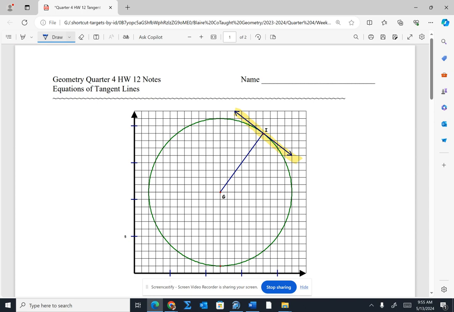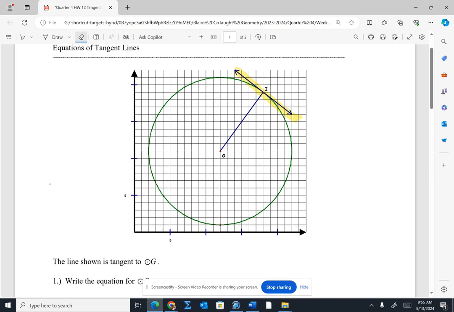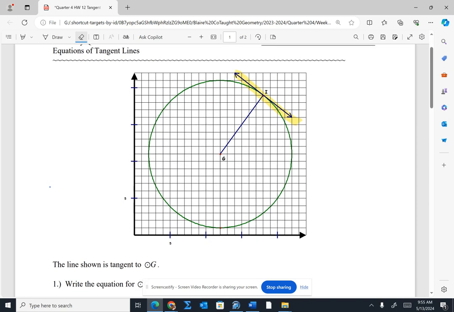So first thing that I thought we could practice, though, is just for review, let's practice writing an equation for this circle. So we need to know two things. We need to know the center and we need to know the radius. So I just counted the boxes to find the center and I saw that it was at 12, 11.